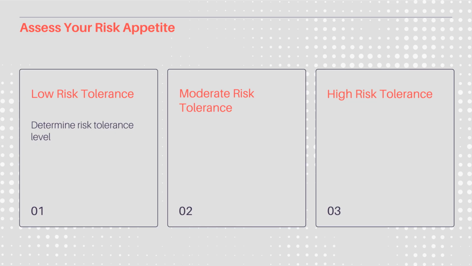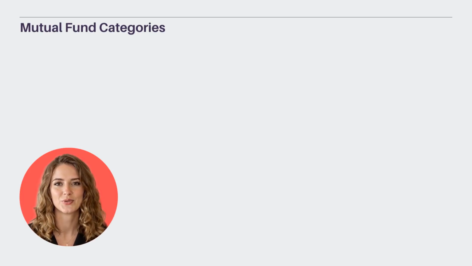Utilize risk assessment tools for precise profiling. Consider your age and income to gauge risk capacity. Younger investors or those with stable income can afford higher risks, while older investors may prefer conservative options. Explore mutual fund categories to align with your risk profile. Equity funds offer high returns for long term goals, while debt funds provide stability for short term needs.